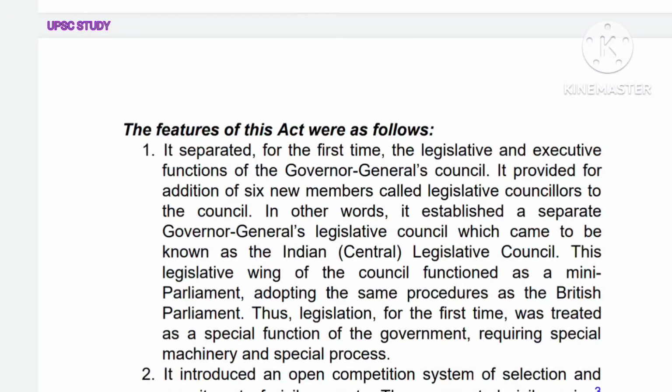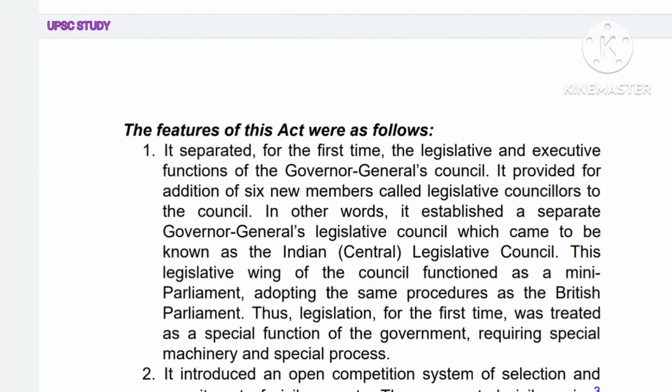In other words, it established a separate Governor General's Legislative Council which came to be known as the Indian Central Legislative Council. This legislative wing of the council functioned as a mini parliament, adopting the same procedures as the British Parliament. Thus, legislation for the first time was treated as a special function of the government, requiring special machinery and special process.